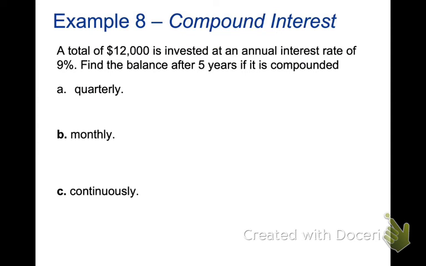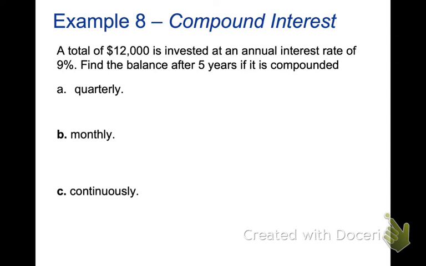Okay. A total of $12,000 is invested at an annual interest rate of 9%. Find the balance after 5 years if it is compounding quarterly, monthly, continuously. On your assignment, it's like a table, and at the top of the table, it says compounding: 1, 2, 4, 8, 15, 365, continuously. So those are your different Ns, and you just put it in your calculator. We're going to set up the formulas, and then we'll put it in our calculator so you guys can just see how to do it.